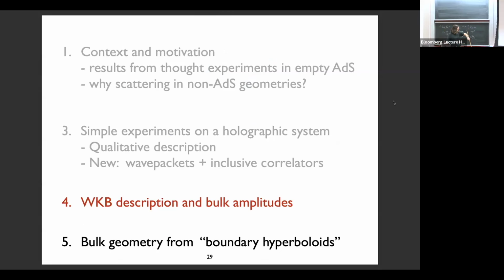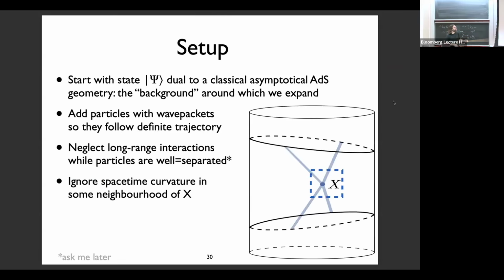Okay. So I'll tell you a bit quickly about technically how we think about doing this. We consider wave packets that have high enough energy that we're able to use WKB in the bulk, in the general geometry. So we assume the geometry is smooth enough that you can do WKB. It's some smooth background geometry, which may not be AdS, and we add particles moving on top of it. We're going to neglect interactions between these particles until they get close to each other. Assume all these particles have wave functions that are very localized.